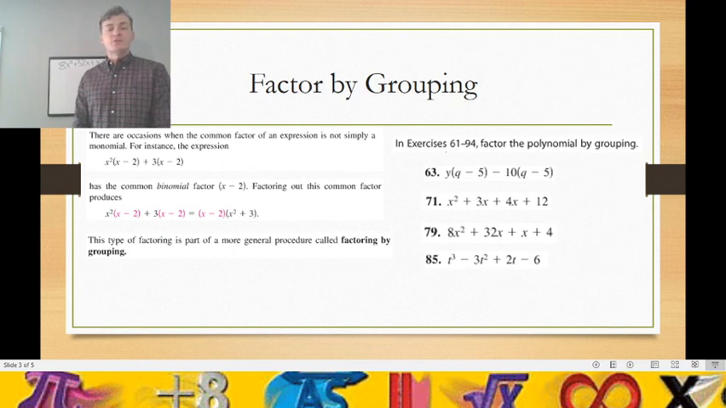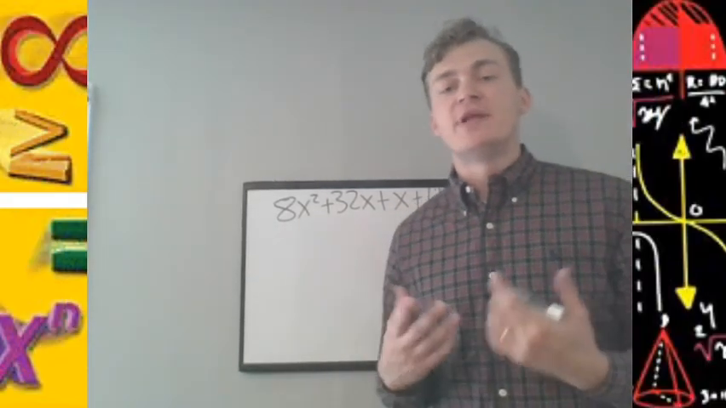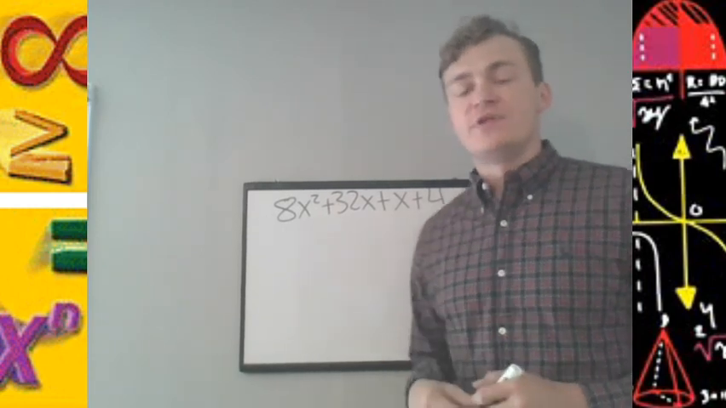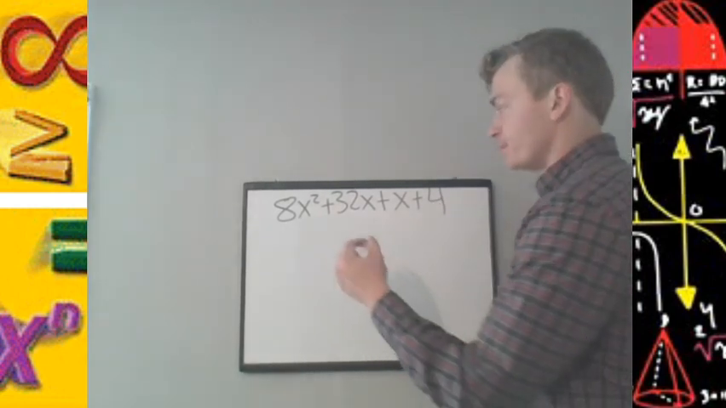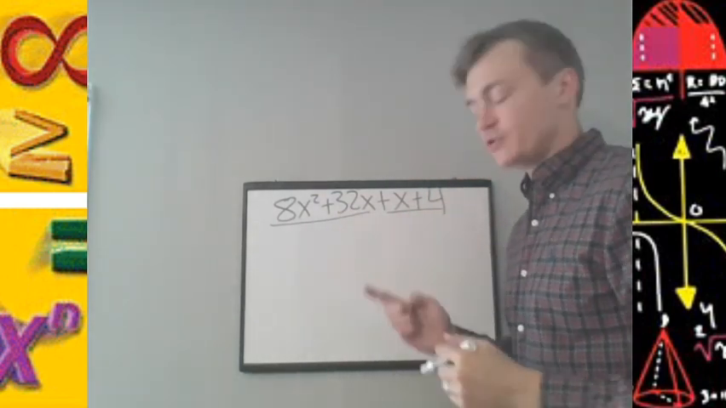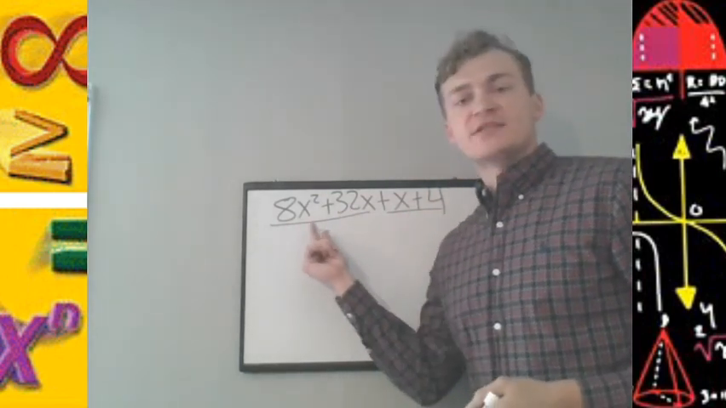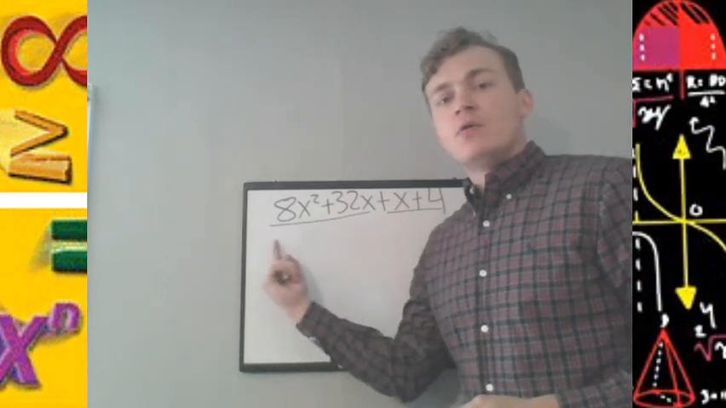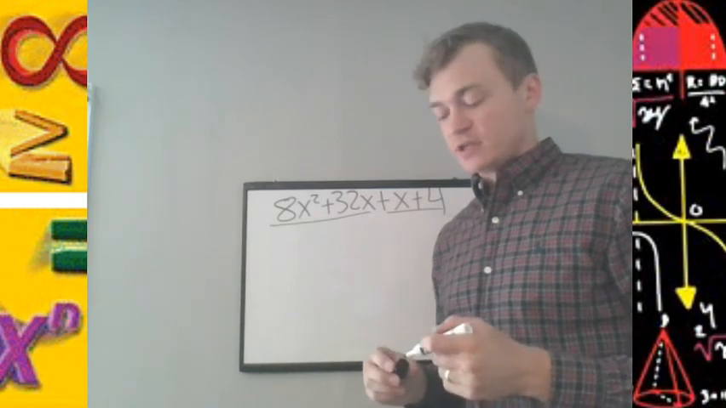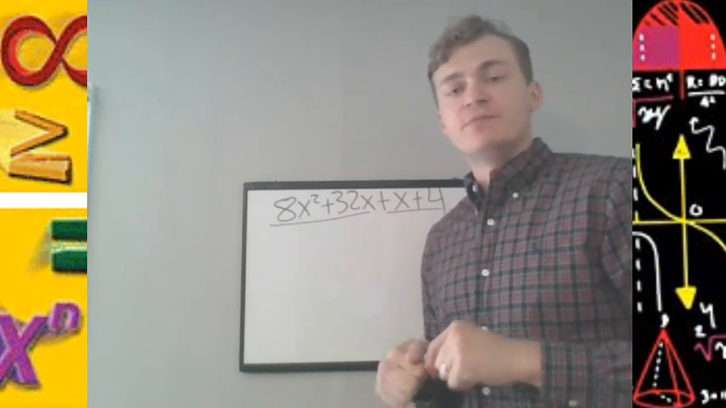However, we do have 4 terms, so we will look to group together the first 2. We will group together the last 2, and we will try to determine if there is a common binomial factor that is hidden within this polynomial expression. Grouping the first 2 and last 2. 8x squared plus 32x. What is our GCF here? In other words, what is our largest such monomial that can divide into these 2?